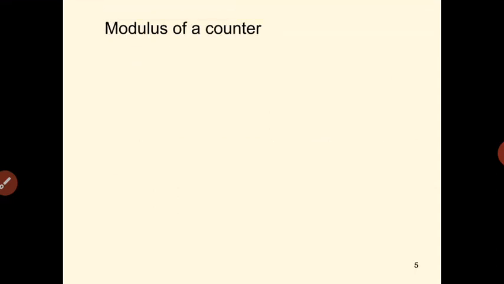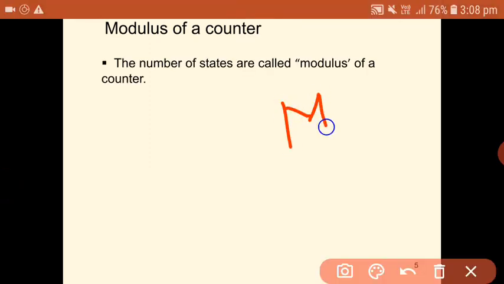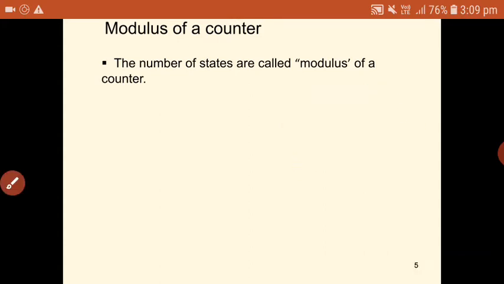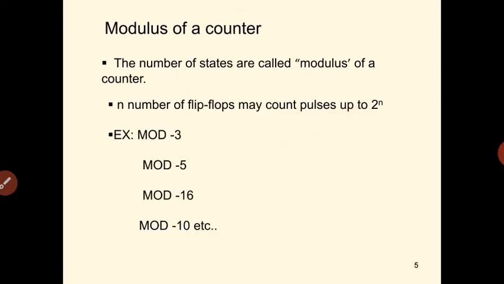Next we will see the definition of modulus of a counter. In short form, you can call it mod. Modulus is defined as the number of different output states that a counter can produce. So n flip-flops may count clock pulses up to a maximum of 2 to the power of n. Examples you can consider: mod 3 counter, mod 5 counter, mod 16 counter, mod 10 counter, etc.